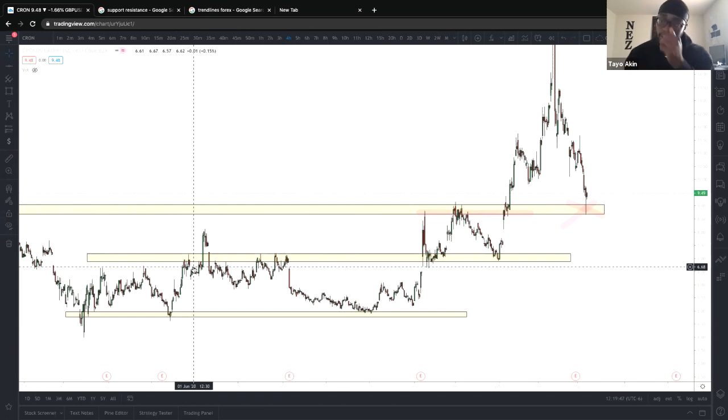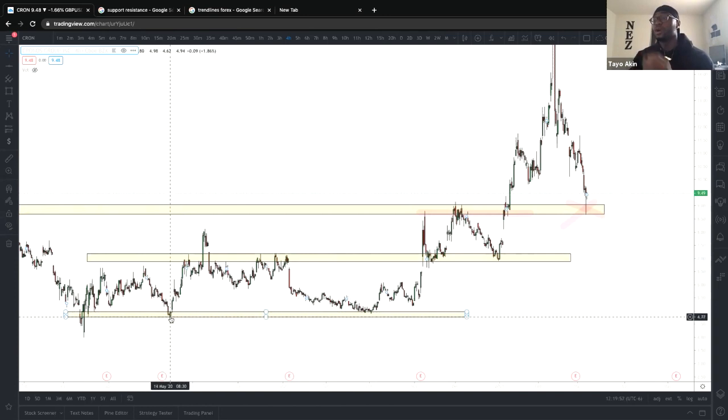I'm going to speak a little bit about market structure, because without market structure, it's kind of hard to identify why price broke support or resistance. But what I'm going to tell you here is that this was a logical low. So you don't want to break this low.